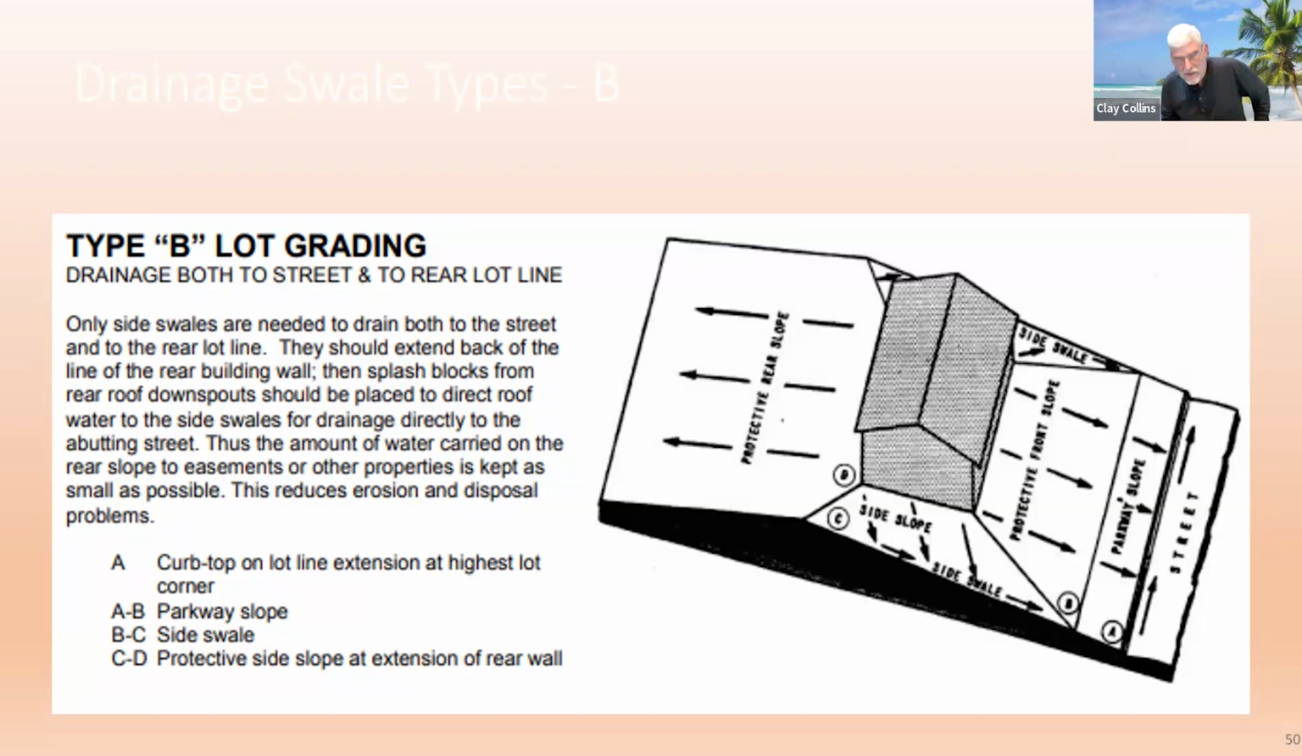Now you'll see in this house, this type B, and again from HUD, it doesn't have a house behind it, or that house behind it is so far away that they can take advantage of that slope and get it away. But the house sides and front drain towards the street.